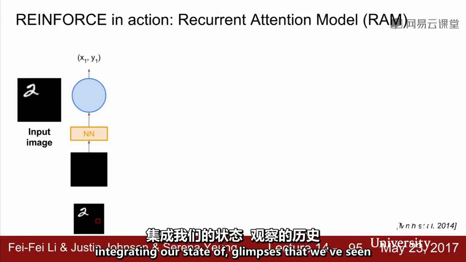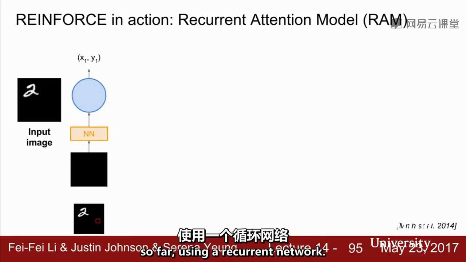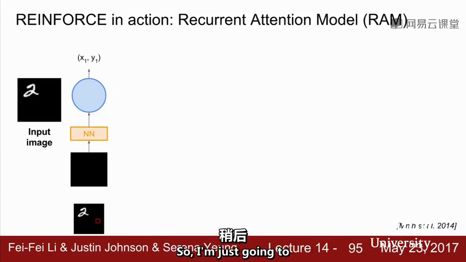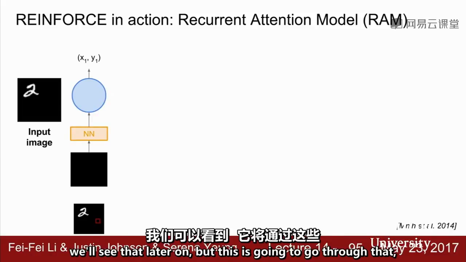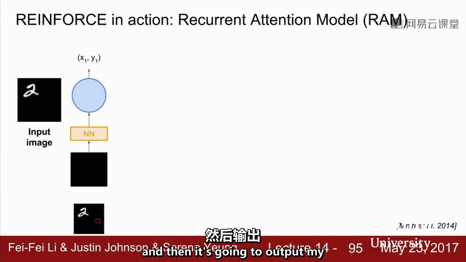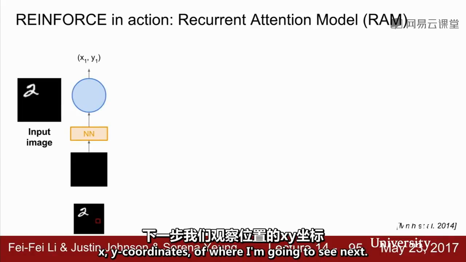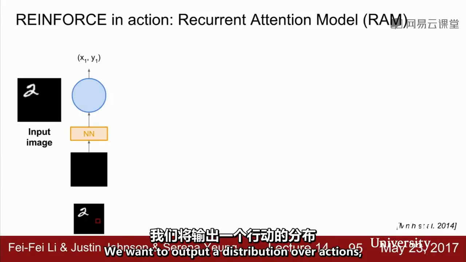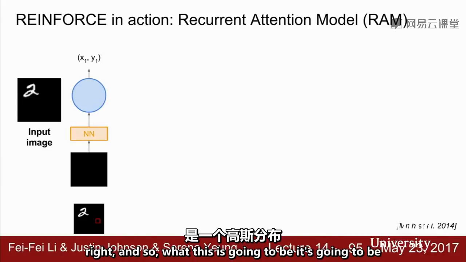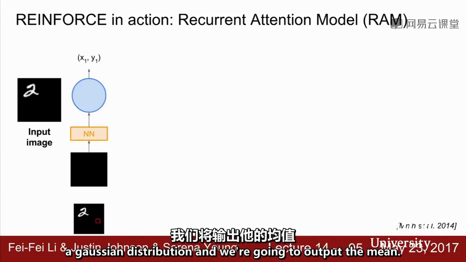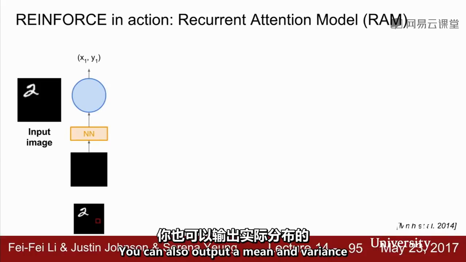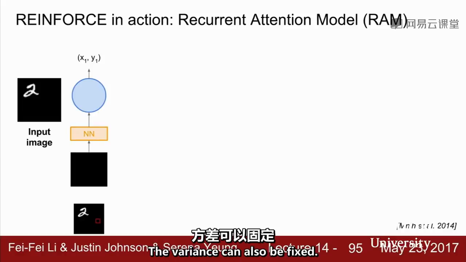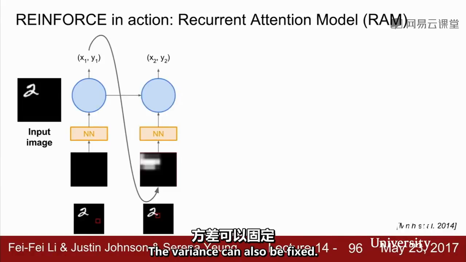Right, so you pass this into some neural network, and then remember I said we're also going to be integrating our state of glimpses that we've seen so far using a recurrent network. We'll see that later on, but this is going to go through that. And then it's going to output my XY coordinates of where I'm going to see next. In practice, we want to output a distribution over actions. This is going to be a Gaussian distribution, and we're going to output the mean. You can also output mean and variance of this distribution. In practice, the variance can also be fixed.